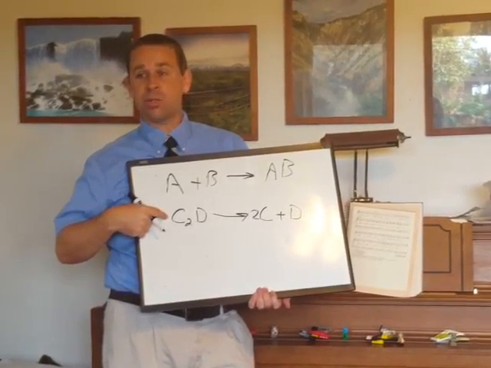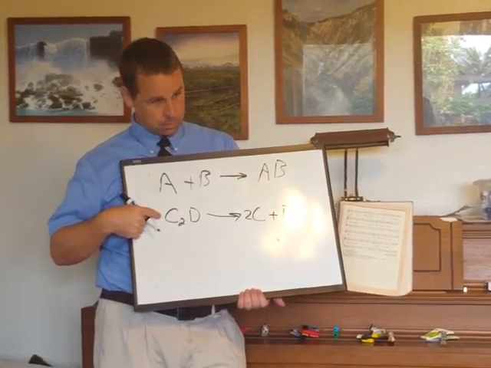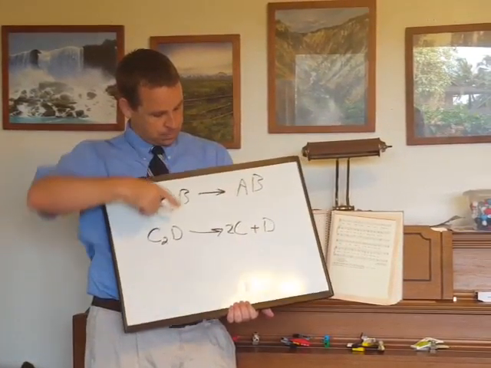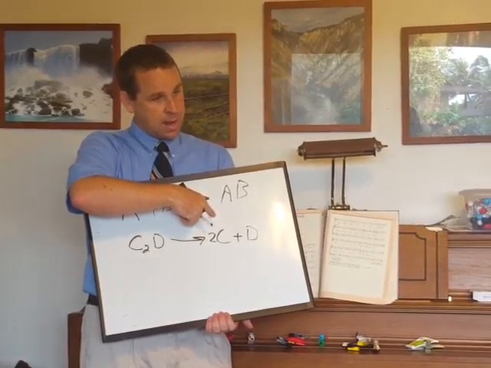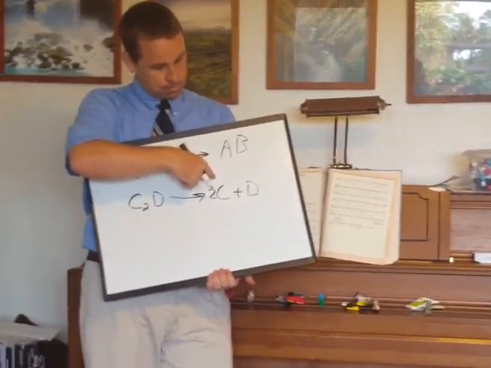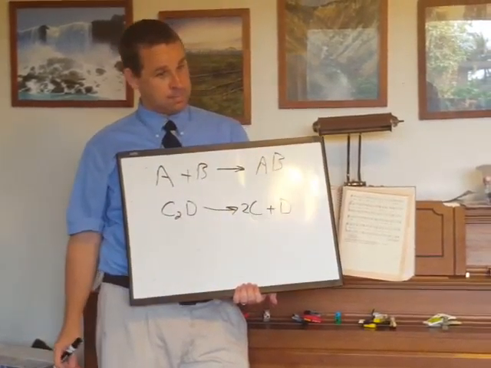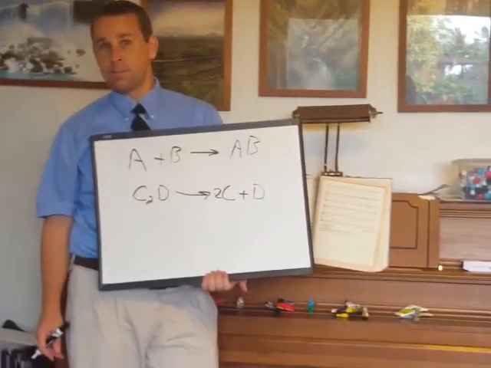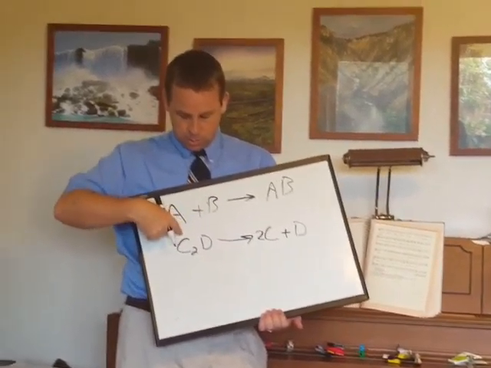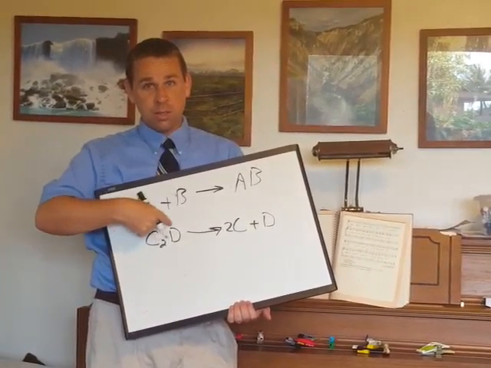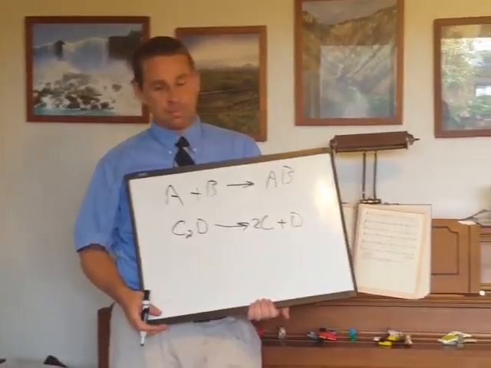Would somebody like to tell me the stoichiometry of this reaction? Yeah? 1 C2D breaks down into 2 C's and a D. Does everybody agree with that? I think you said it wrong. It's 2 C's and 1 D. Oh, what did I say? On the other side, over there. Okay, sorry. 1 C2D breaks down to form 2 C's and a D. Got it. Everybody okay with that?